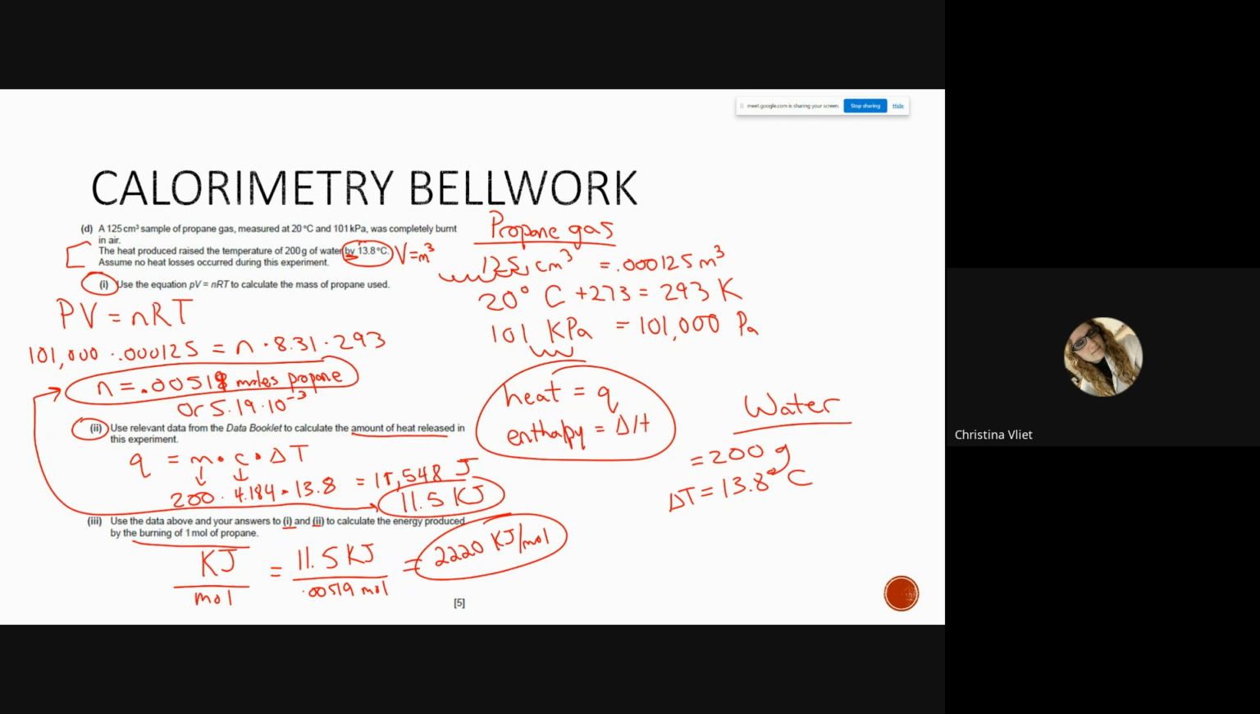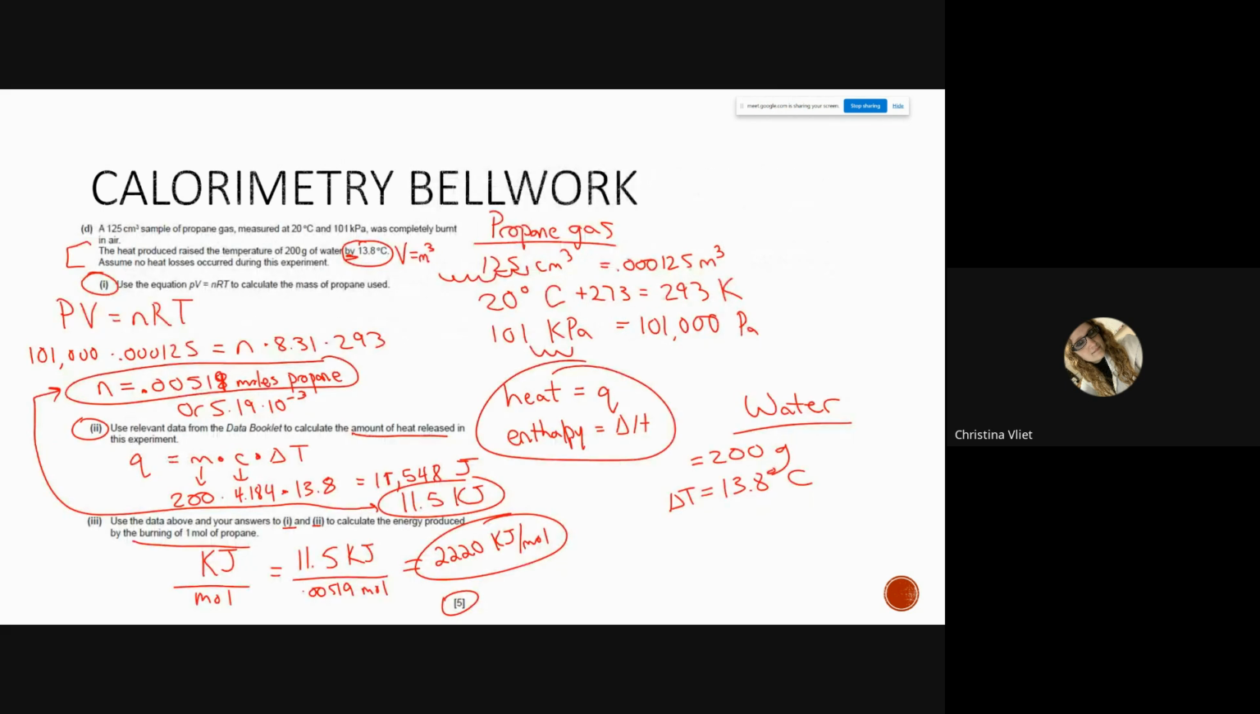Kilojoules per mole. All you do is you take this answer and divide by this answer. Let me check yours. Yeah, I got the same thing as you. Just round it to the correct amount of significant figures. All right. That was how many marks in total? What's the number at the bottom? Only 5. That was 5 marks for all that math. Well, the first 2 were 2 points, and then the last one was 1.